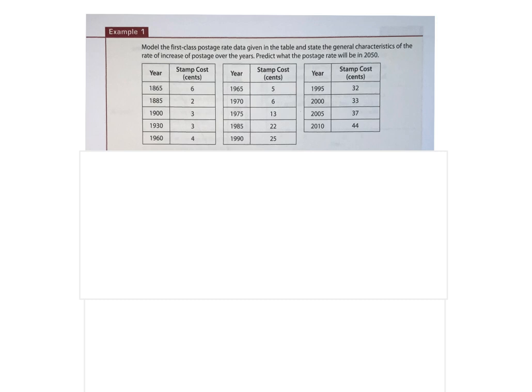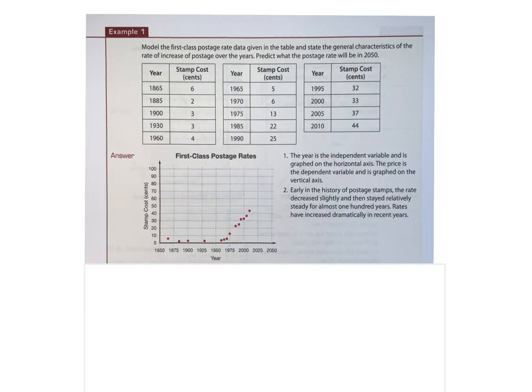All right, if you look at the next one, the next example is with postage. And so they said, model the first class postage rate given the table and state the general characteristics of the rate of increase over the postage. Predict what will happen in 2050. And you'll see that they took this and they put this postage here. Now, you'll notice that it stayed the same for quite some time. If you were to draw this here, it stayed the same. But then probably around here in the 1960s, postage started going up. And then there was this steady increase where it's usually just a few cents a year actually that they do postage. And not even every year that they change the postage rate.